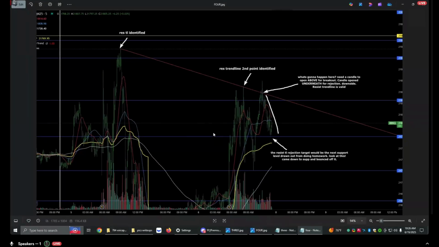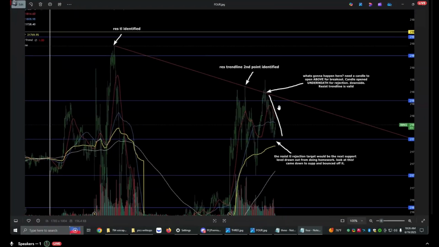All right. So what did I have here? I had a top here, and I had another second point here. Resistance trend line identified, top here. Resistance trend line second point identified here. And when you draw your lines, there's a setting to have it continue all the way to infinity, pretty much. So what's going to happen here? I need a candle to open above for a breakout.